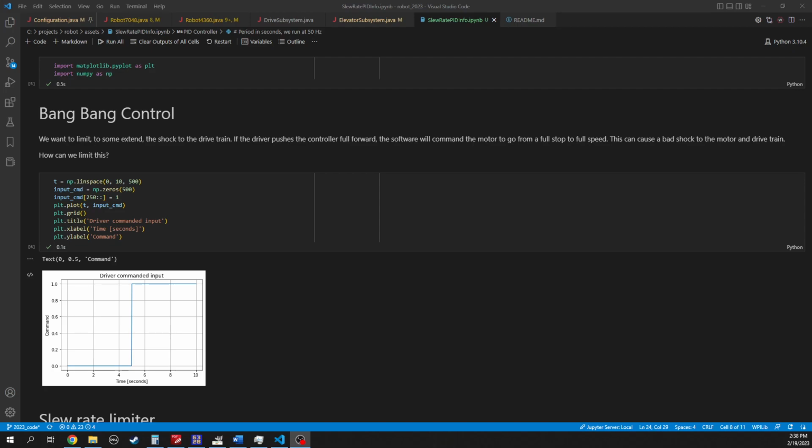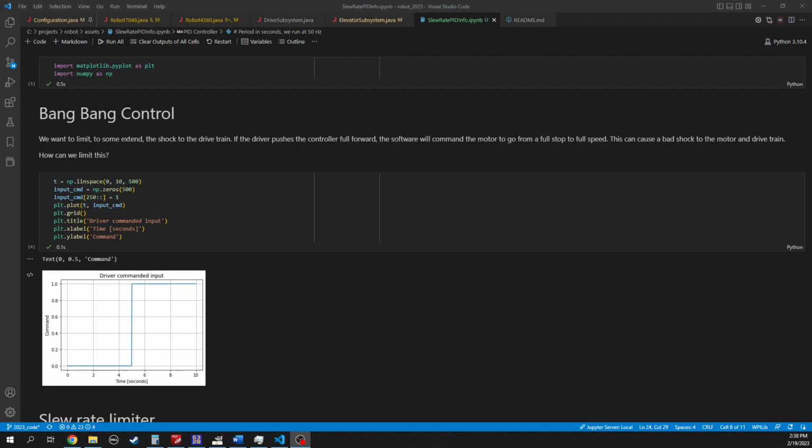Today I wanted to talk a little bit about something called a Slew Rate Limiter and then a PID controller. So with the robot chassis, when you use the Xbox joystick and you push it all the way forward, you're basically doing kind of a full bang-bang control. So you're going from zero to fully commanded movement.